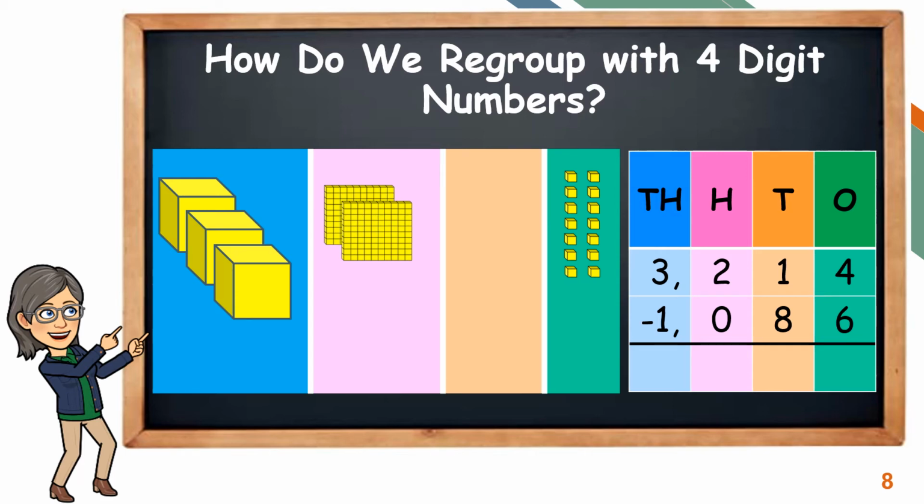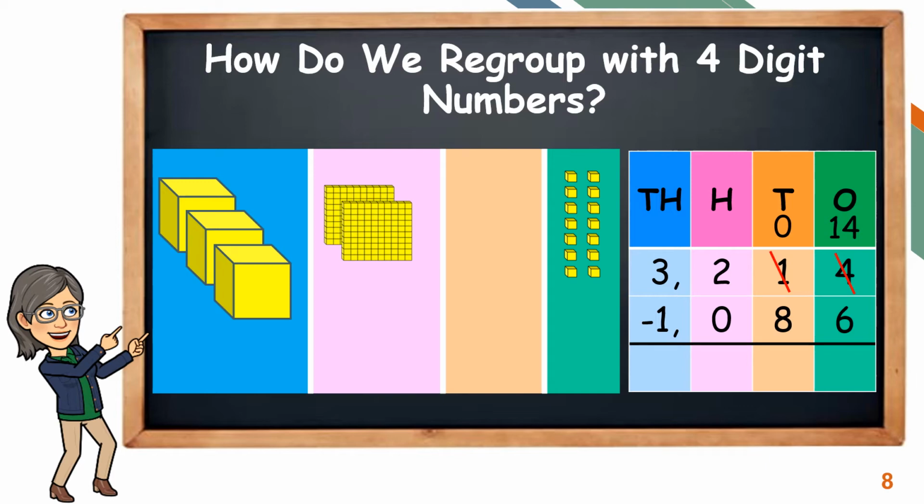How many 10s blocks do we have now? Yes, 0 10s. How many ones blocks do we have now? Yes, 14 ones. Let's record this in our subtraction problem. The 110 in 3,214 becomes a 0 because we traded that 10 to get 10 ones in our model. The 4 ones in 3,214 become 14 ones because we added the 10 ones to the 4 ones that we already had in our model.